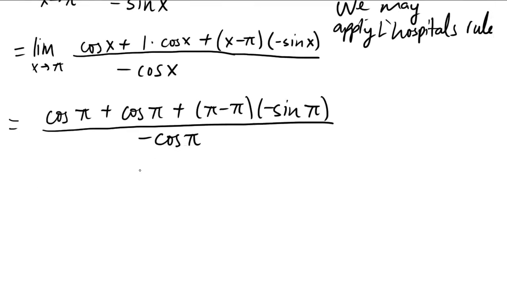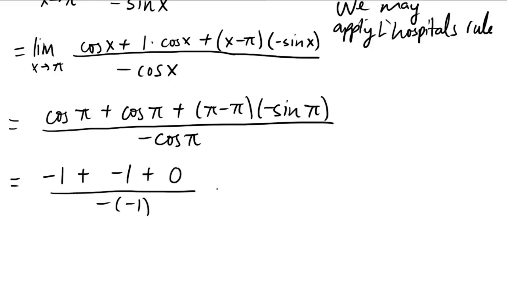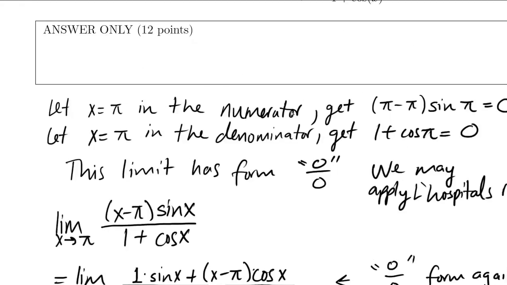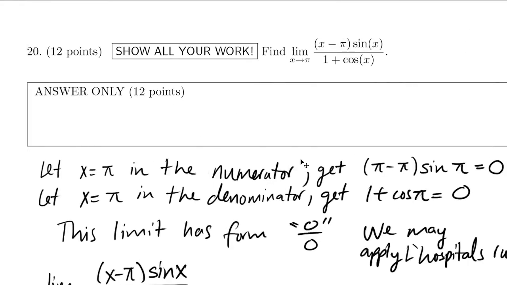And that works out to what? Cos pi is -1. This is 0, and this is 0, so this is just 0. And this is minus of -1, right? So we have -2 over 1, which is -2. So there's our answer. Let's fill that in the spot. So just write -2. Here we don't have to write any sentence or any units because it's just a pure math problem. All right, that completes that one.